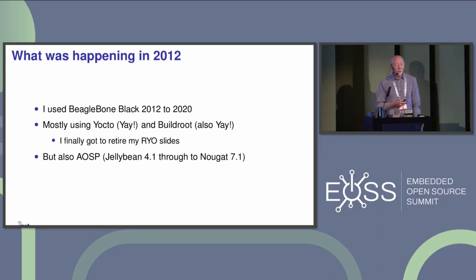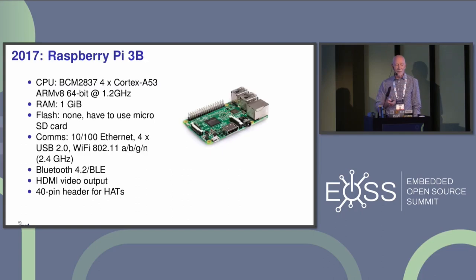And then Android happened, so I started running Android on Beagles in about 2012. Actually, it was one of the main reasons why I switched to using the Beagle. So Jelly Bean through to Nougat.